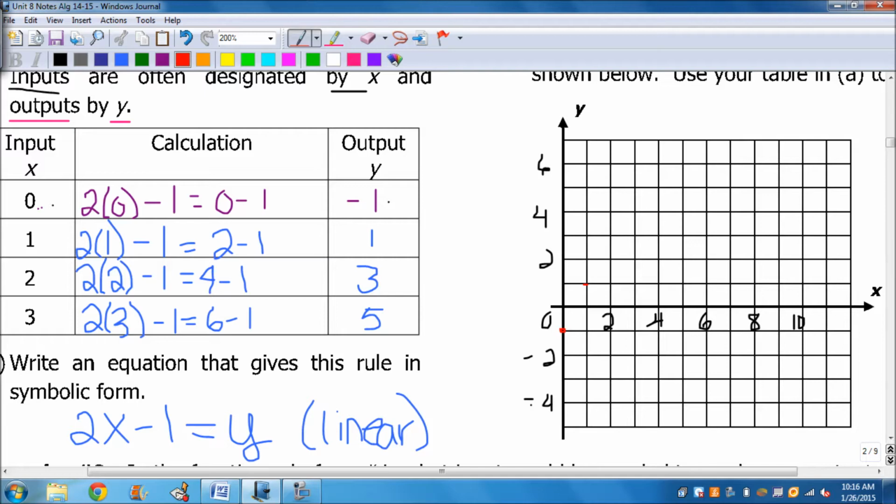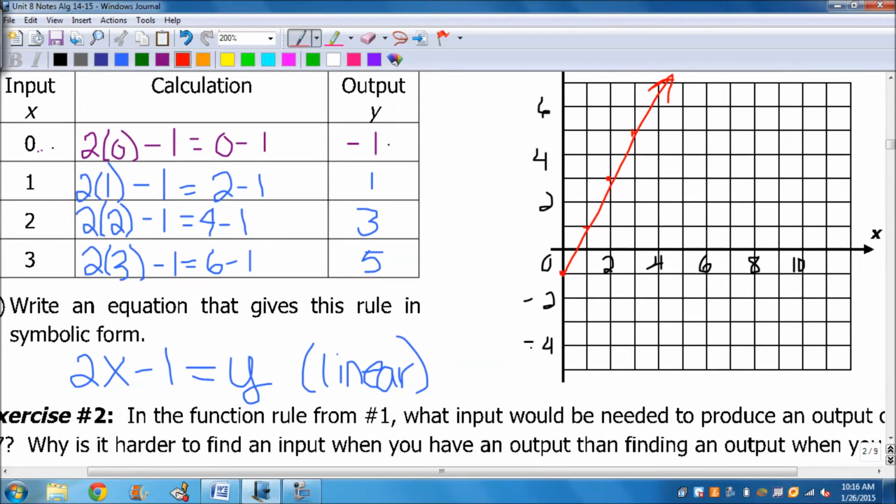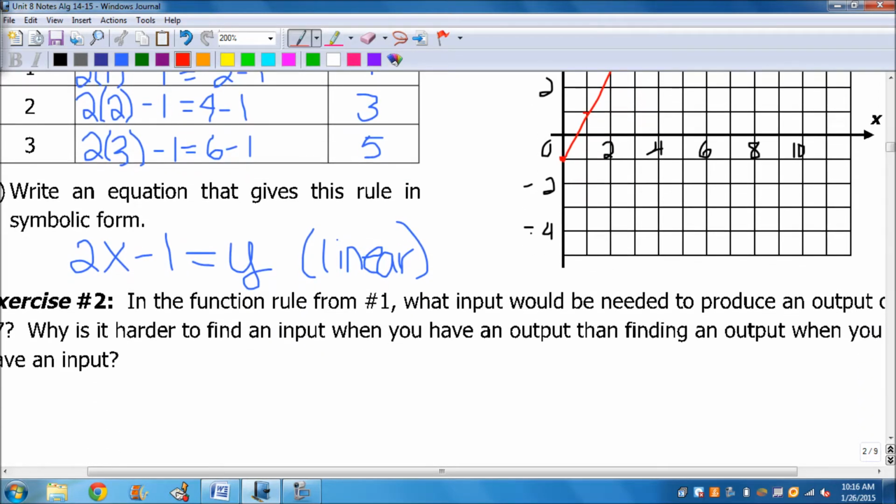The next coordinate is (2, 3), and then the last coordinate that we have is (3, 5), but it doesn't mean that it ends here. It just means that I'm done making my chart. So I'm going to connect my dots and draw an arrow to indicate that this function can go on forever. Okay? So you guys already have been exposed to functions. It's just the notation is going to be a little bit different, and now you understand what a function actually is. So exercise number 2.